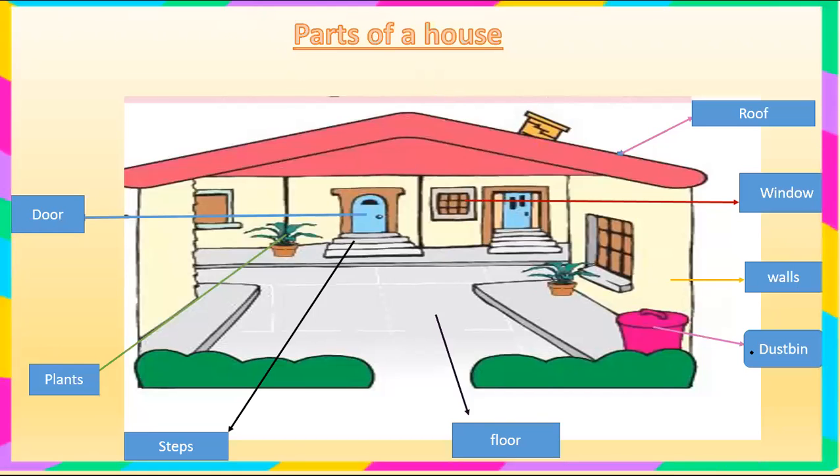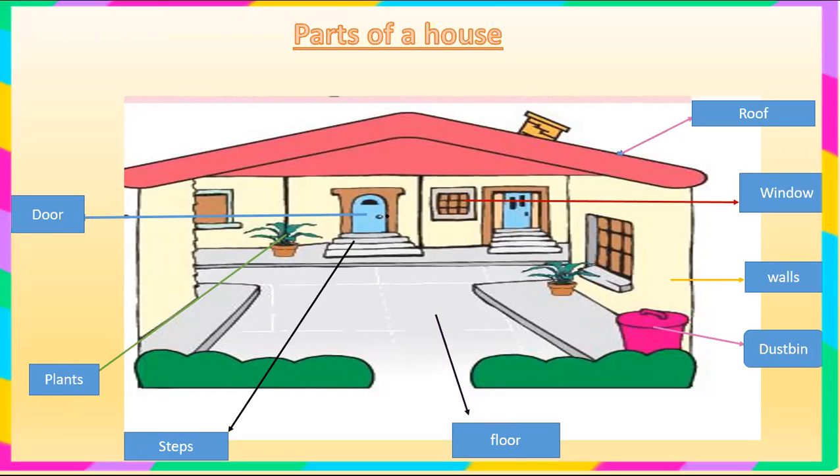What is this? This is a dustbin. D-U-S-T-B-I-N, dustbin. What is this, children? Floor. Floor means down. Down where you have marble. Usually tiles or marbles you have. F-L-O-O-R, floor. Steps. All of you must be knowing steps. S-T-E-P-S, steps. Next. Usually you grow plants in front of your house. P-L-A-N-T-S, plants. Next. D-O-O-R, door.